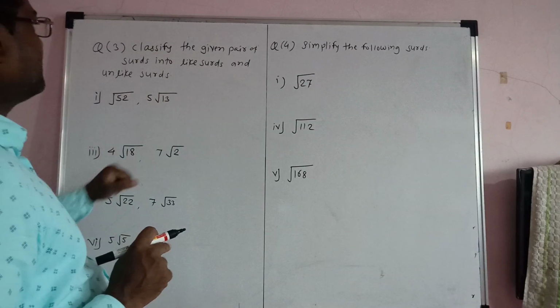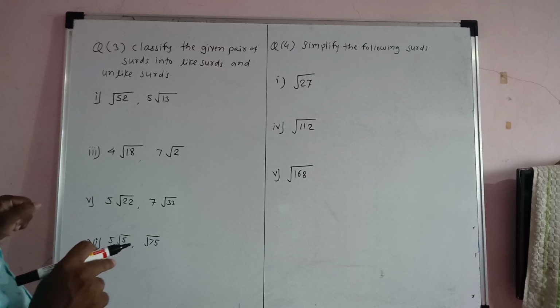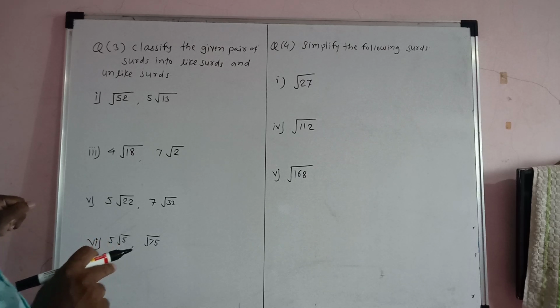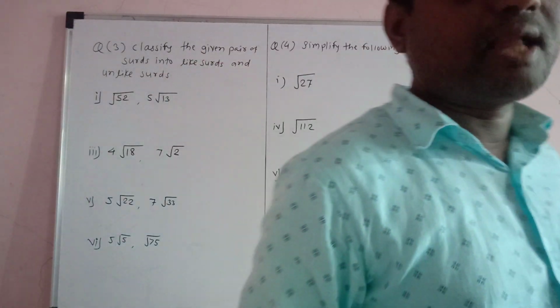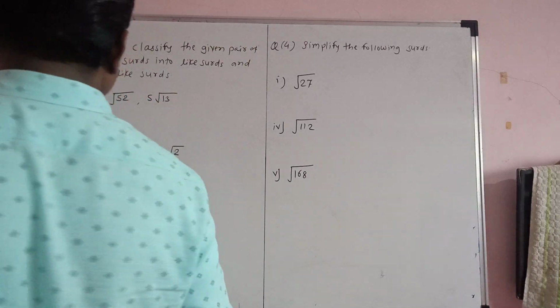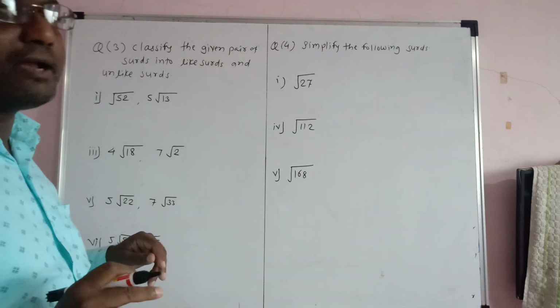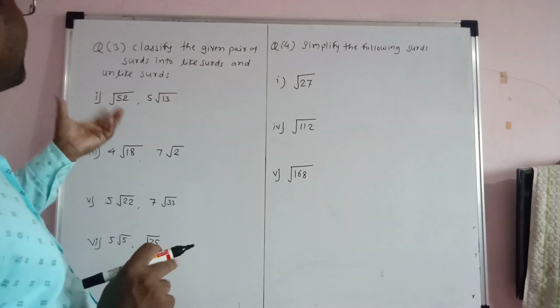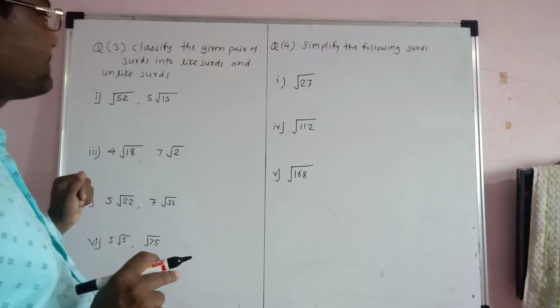Question number 3. Classify the given pairs of surds into like surds and unlike surds. We know what is meant by like surds and unlike surds. If in those surds their order is the same and the radicand is the same, then the pair of surds is called like surds.